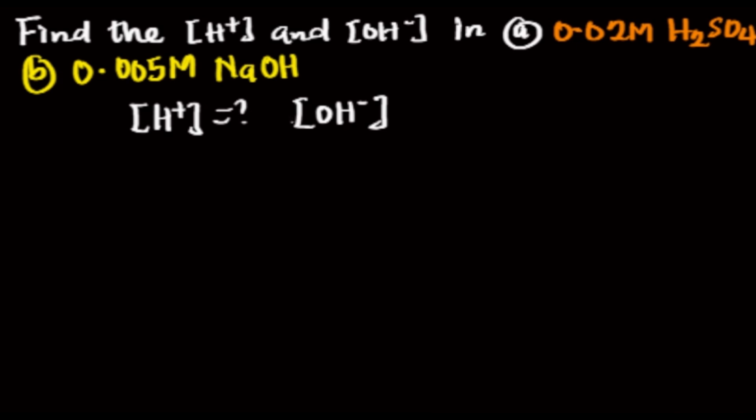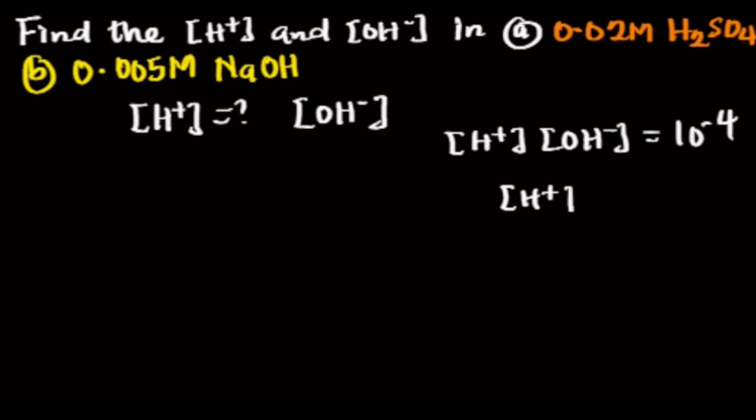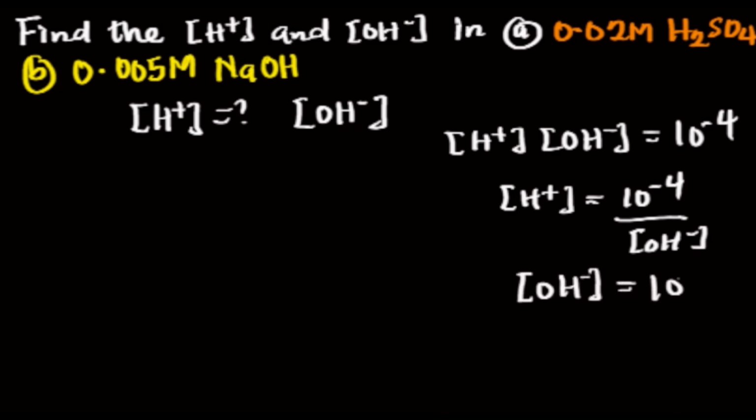So first thing I'm going to do is to bring out a formula that relates these two concentrations together. And the formula is concentration of hydrogen ion multiplied by that of hydroxide ion is equal to 10 raised to the power minus 14. If I'm asked to calculate for hydrogen ion, I'm going to have it to be 10 raised to the power minus 14 divided by hydroxide ion. You have to take note of this formula. And if I'm asked to calculate for hydroxide ion, I'm going to have it equal to 10 raised to the power minus 14 divided by that of hydrogen ion concentration.